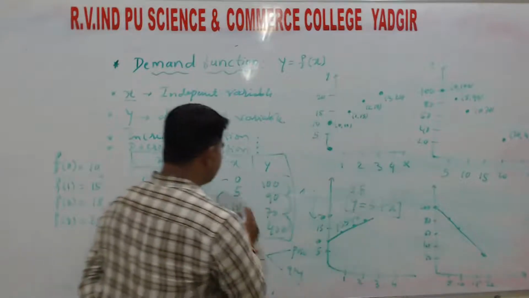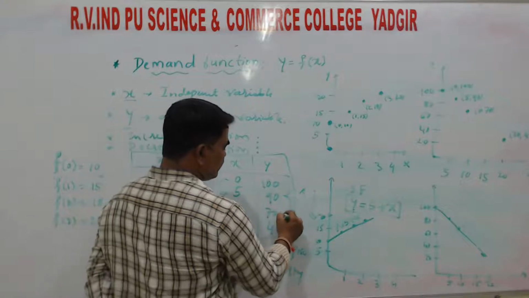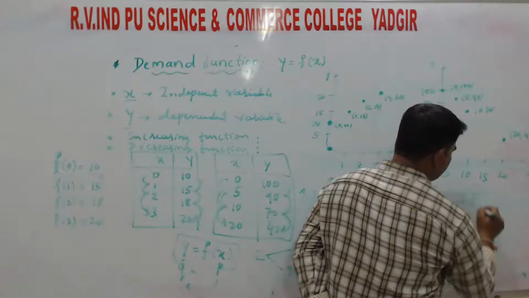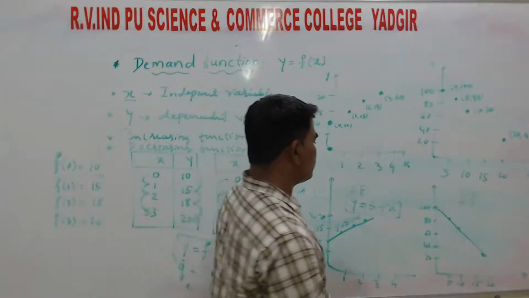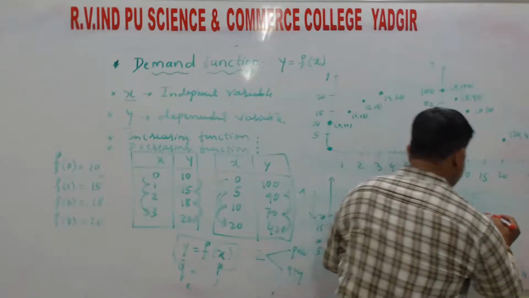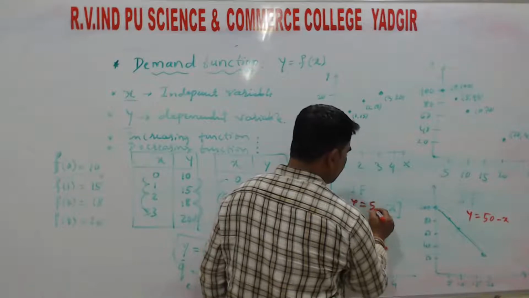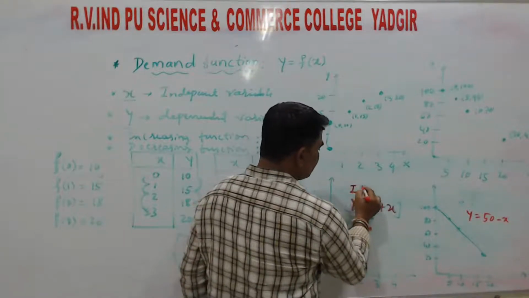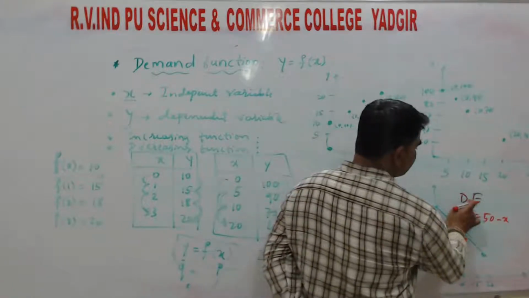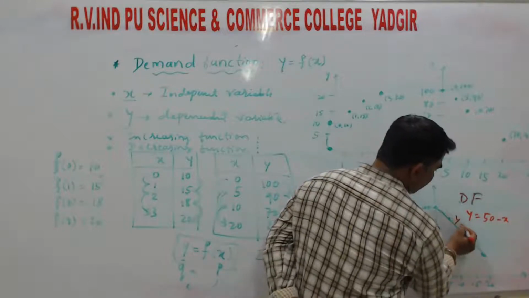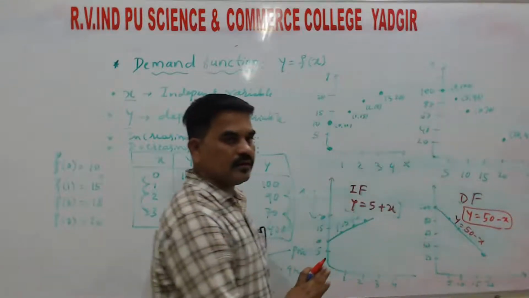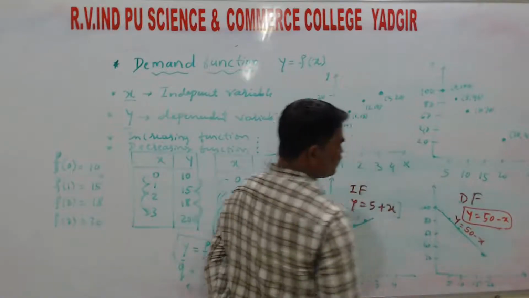And if as the price of the commodity increases, the demand is reducing, then we call it as decreasing function. And the algebraic equation we will mention in this way: y is equal to 50 minus x. For increasing function, this is the algebraic representation: y is equal to 5 plus x. For decreasing function, it is y equal to 50 minus x. Don't worry too much about how we receive this because it's not covered here. We will just go with the equations that are given.